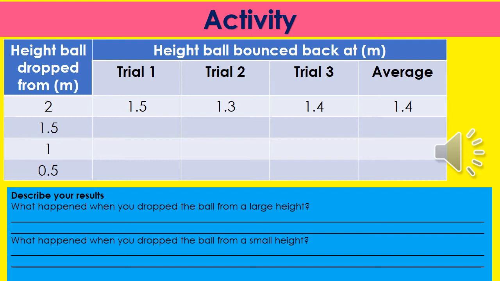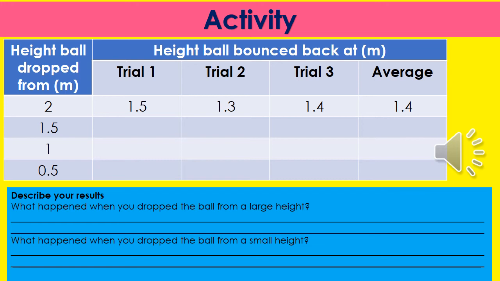When we do science activities, we usually do 3 trials and then we calculate an average, and this will give us reliable results. So the first one I've done for you as an example. I dropped a ball from 2 meters, and it bounced back up at about 1.5 meters. I then did it again and it bounced back up at about 1.3 meters, and then the third trial it bounced back up at about 1.4 meters.